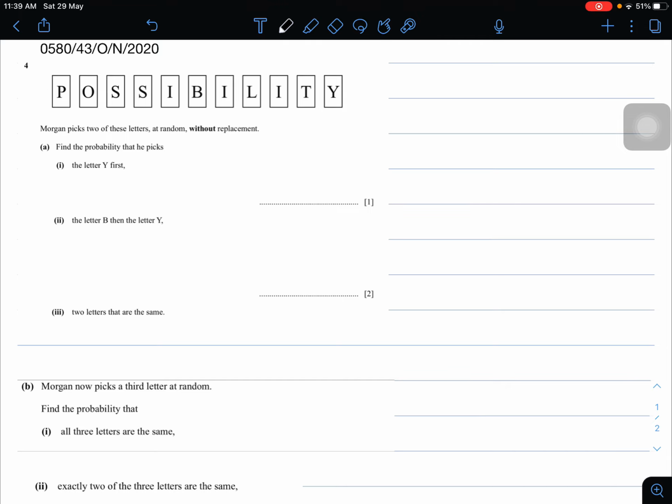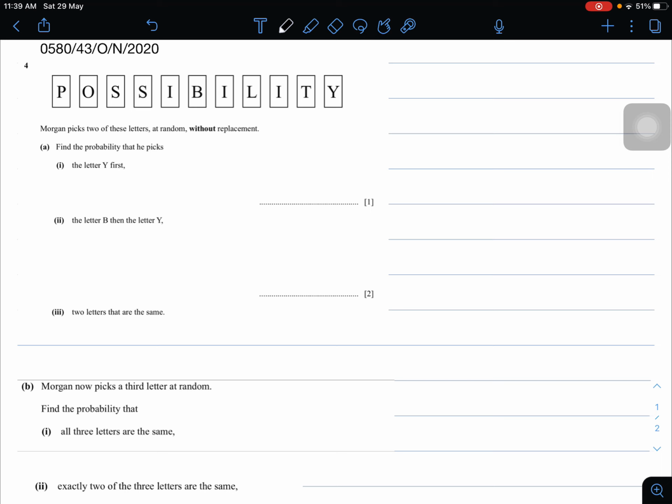Morgan picks two of these letters without replacement at random. Find the probability that he picks the letter Y first. So, the probability of picking Y, basically we have to find in part A1, because they are asking the probability of finding Y first. So the probability of picking Y would be the number of Y's in the given set of letters divided by the total number of letters.